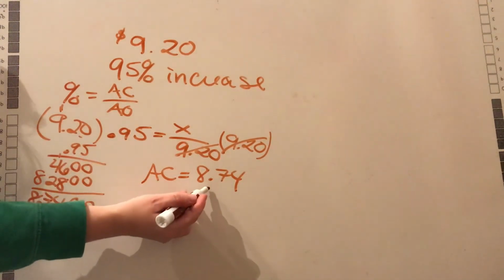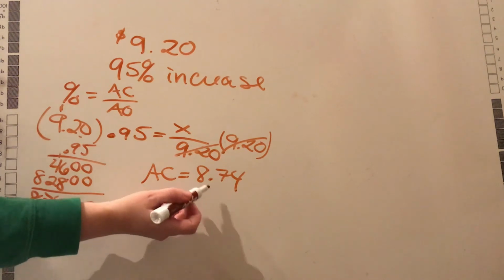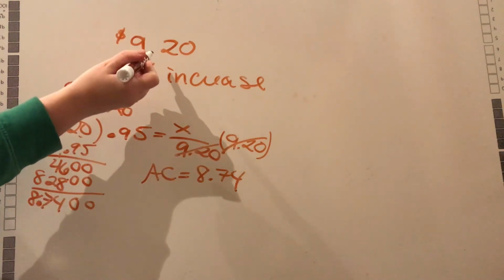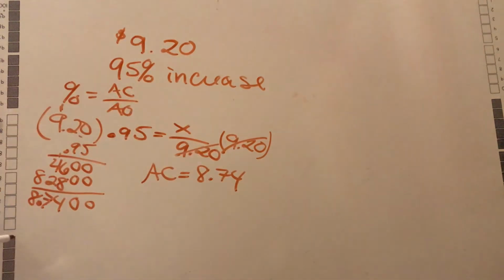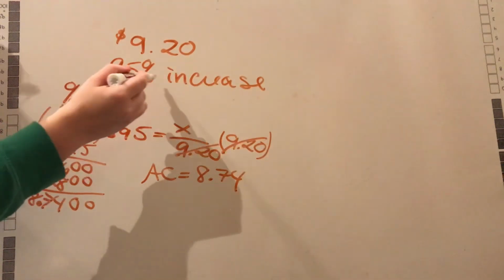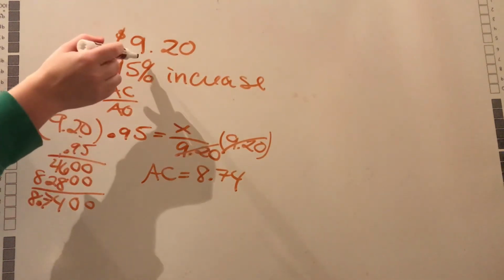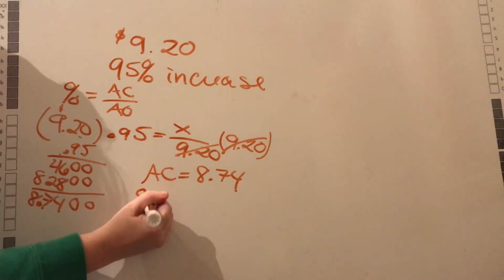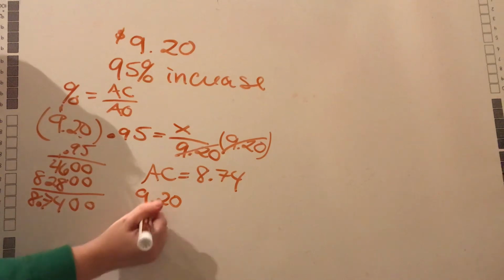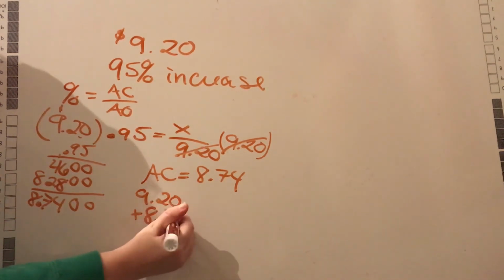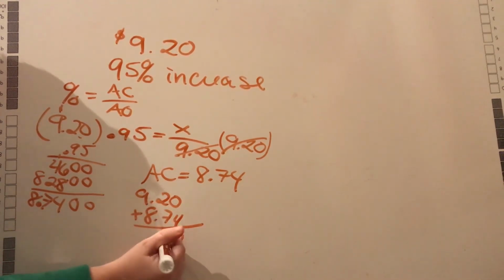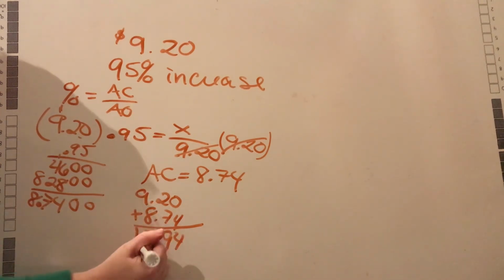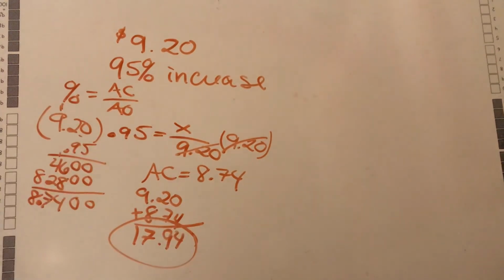So we take the $8.74 and we add that to the original price to get our retail price, because this is a 95% increase. So we still have to increase $9.20. So we have $9.20 plus 8.74. So they are selling their snow globes for $17.94. Okay?